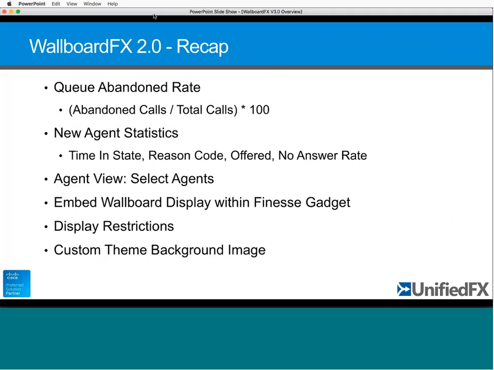So a recap of WallboardFX version 2. The features that we've already added in that previous release, again just based on customer feedback, are the queue abandon rate, which is basically a number of abandoned calls varied by protocols and averaged out, and new agent statistics. So that's things like time in state, reason codes, calls offered, and no answer rate. Again, that's based on customer requests.